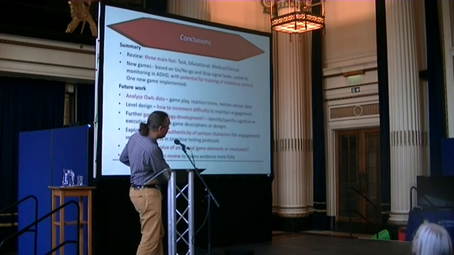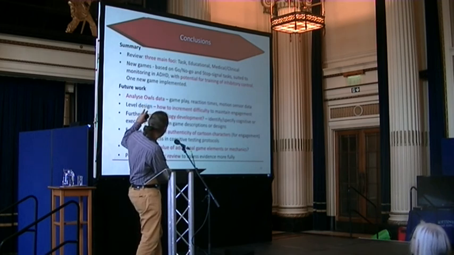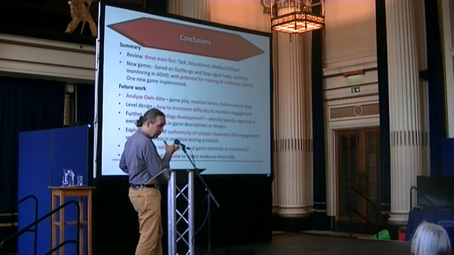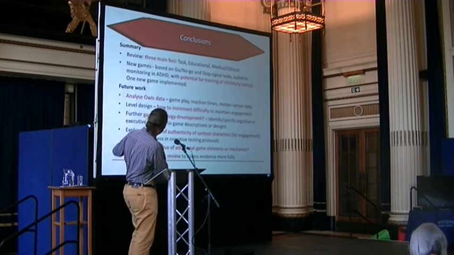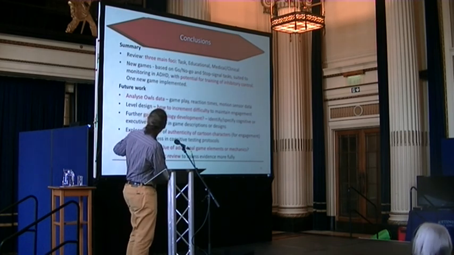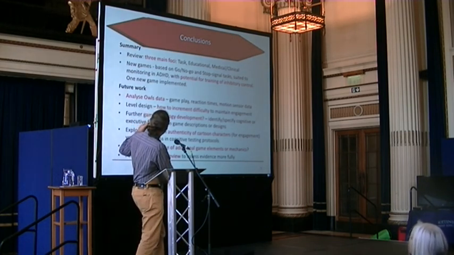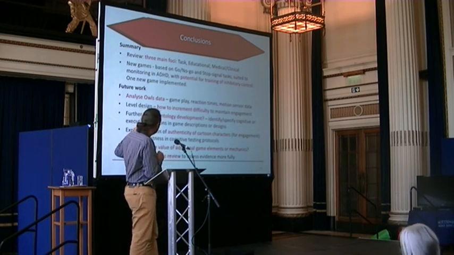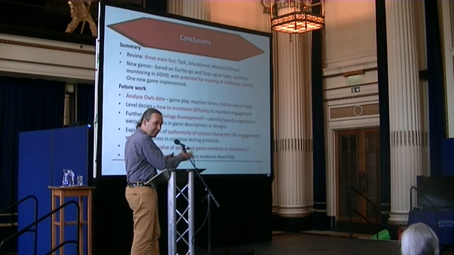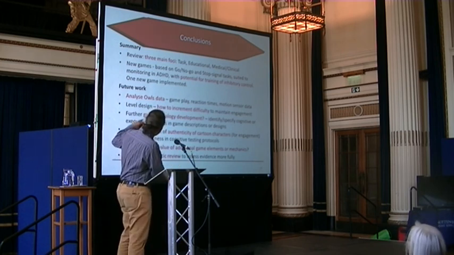So the main conclusions are, we've found those three main foci in the literature. We've developed some new games, and we do think they've got potential for training of inhibitory control. We've implemented one game, and the future work, and this is the last slide, we're going to analyse the data, or at least Kashara, the student, is going to do that, and we'll hopefully get some results which we can present later. We need to look at level design.